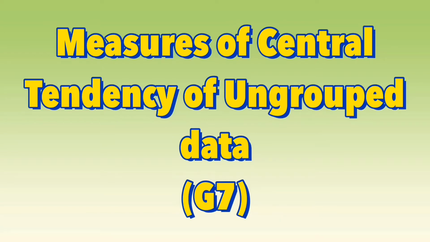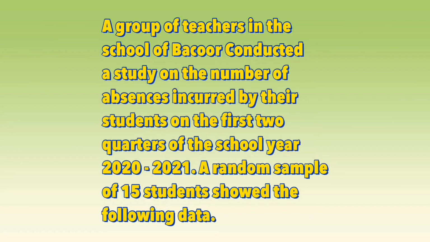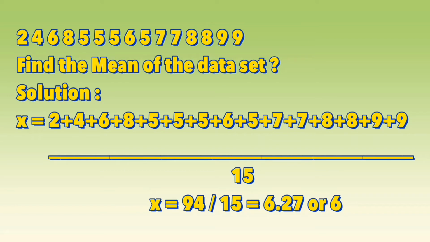Today we're going to study again mathematics about measures of central tendency of ungrouped data, grade 7. The problem number 1 is about a group of teachers in the school of Bacoor who conducted a study on the number of absences incurred by their students on the first 2 quarters of the school year 2020-2021. A random sample of 15 students showed the following data: 2, 4, 6, 8, 5, 5, 5, 6, 5, 7, 7, 8, 8, 9, 9.